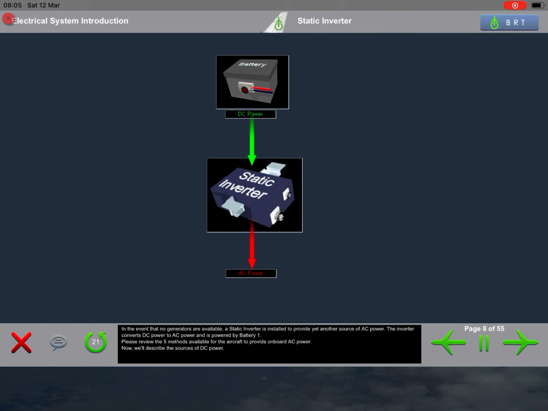In the event that no generators are available, a static inverter is installed to provide yet another source of AC power. The inverter converts DC power to AC power and is powered by battery 1. Please review the 5 methods available for the aircraft to provide onboard AC power. Now we'll describe the sources of DC power.